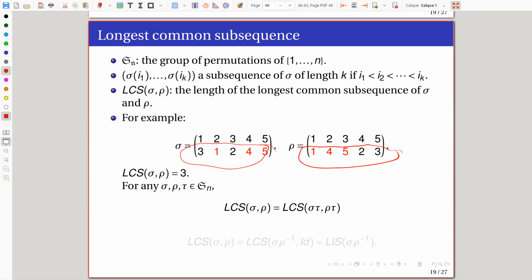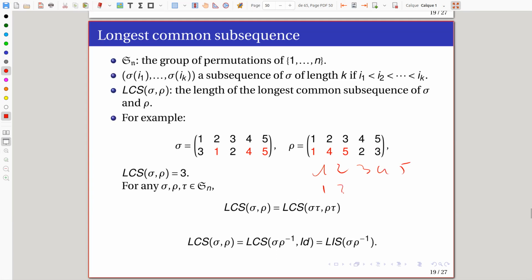And the link to the longest increasing subsequence is the following. For any three permutations, it's not difficult to see that the longest common subsequence of sigma, rho is exactly the longest common subsequence of sigma tau, rho tau. And if you choose tau to be sigma minus 1, then the longest common subsequence of sigma, rho is exactly the longest common subsequence of sigma rho minus 1 and the identity. And for the identity, all the subsequences are increasing subsequences. So the longest common subsequence of sigma, rho is exactly the longest increasing subsequence of sigma rho minus 1. So to understand the longest common subsequence, you just need to understand the longest increasing subsequence.